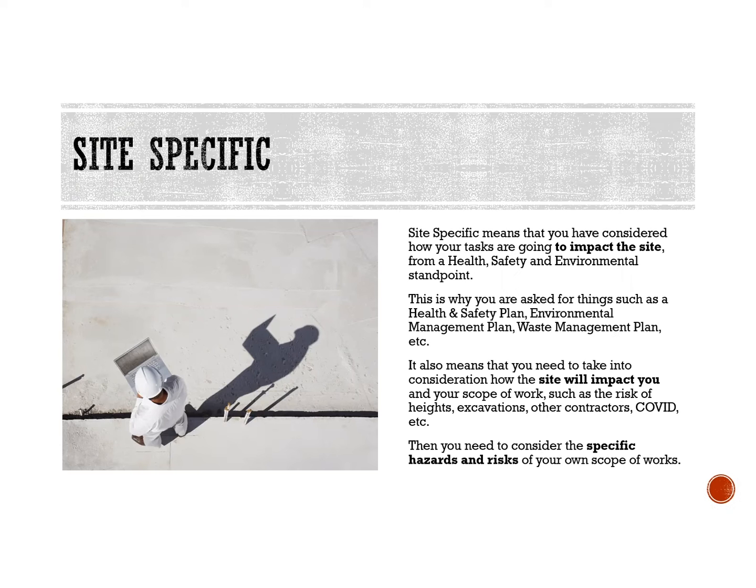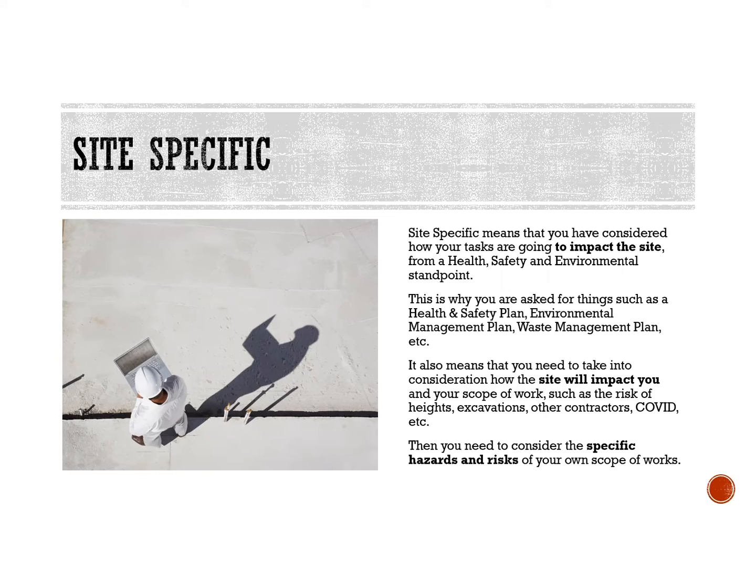So let's just explain very briefly what it means to be site specific. So it considers three things. For one, it means that you have considered how your tasks are going to impact the site. So you have to do plumbing works. Now you need to figure out all the type of plumbing that you're going to be putting on site. Is it maintenance? Is it new installations? What types of tools and equipment are you bringing to site? Are you bringing any hazardous chemical substances to site? Are you doing any high-risk works when you are on site as well? So all of those tasks are going to have an impact on the actual site and the environment around you.